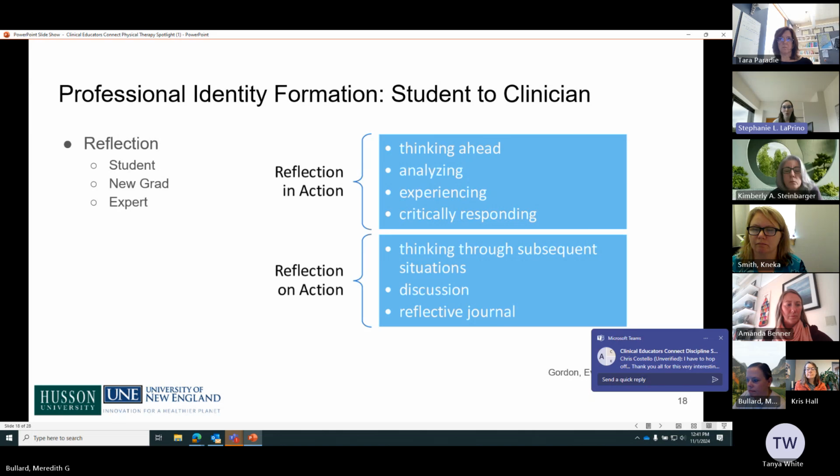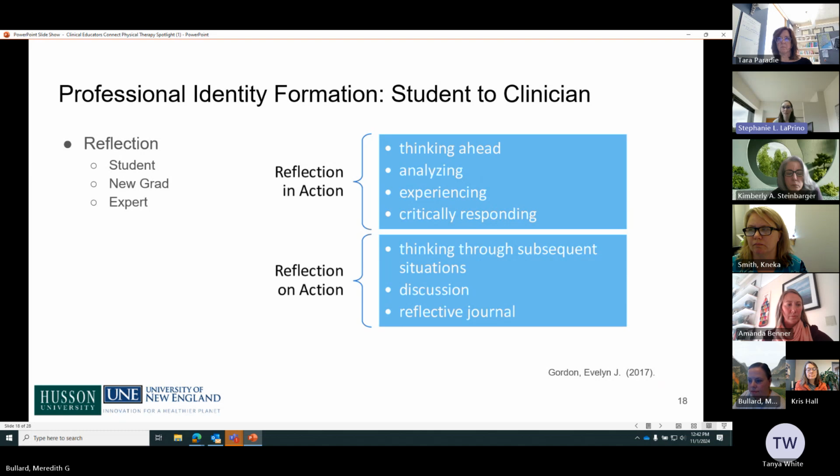We're thinking on our feet on the fly. It's very intuitive. And this is something that as the new grads get out in the field, they learn a little bit more, because now they don't have that CI to back them up as a student.